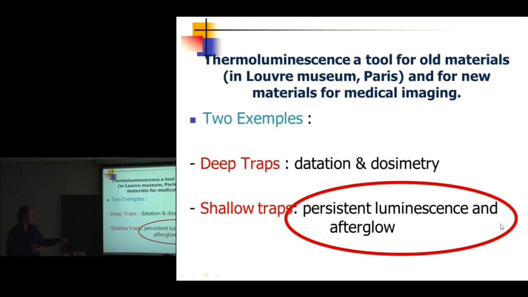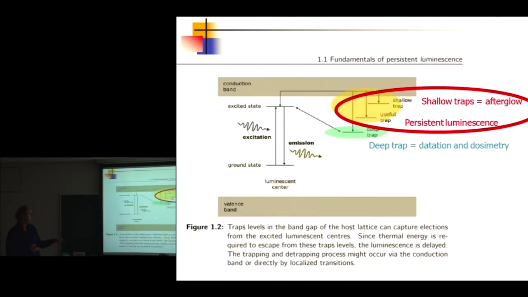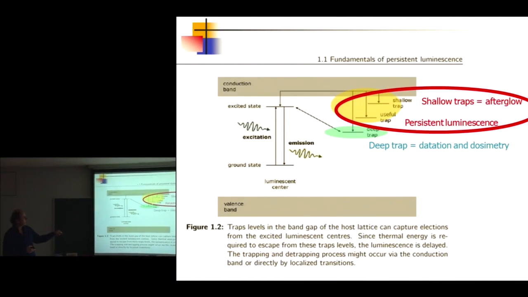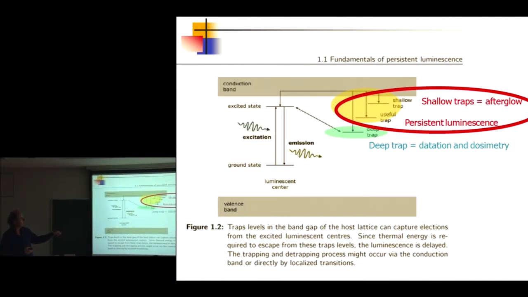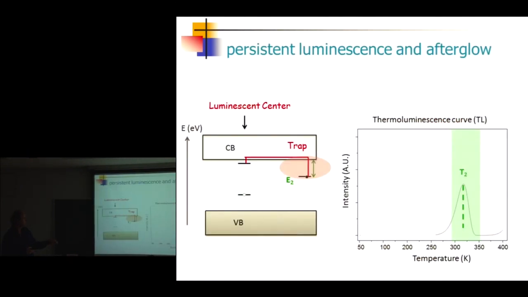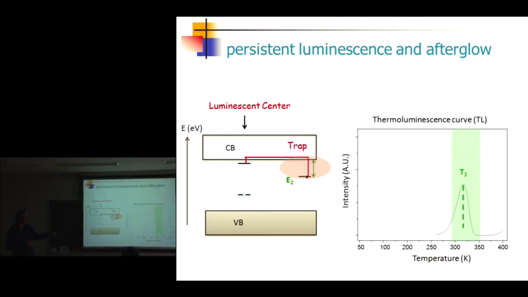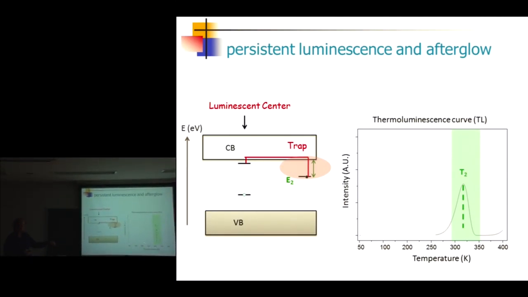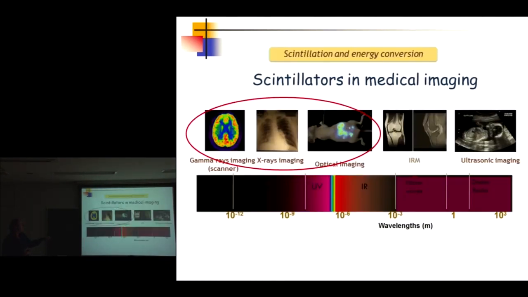So now I will move a little bit faster to persistent luminescence and afterglow. Persistent luminescence and afterglow, this is part of the traps. That means shallow traps, and the trap between deep traps and shallow traps is called a useful trap, for instance, for persistent luminescence. So a trap here with a signature in thermoluminescence around 300 Kelvin, that means room temperature, and you have persistent luminescence.